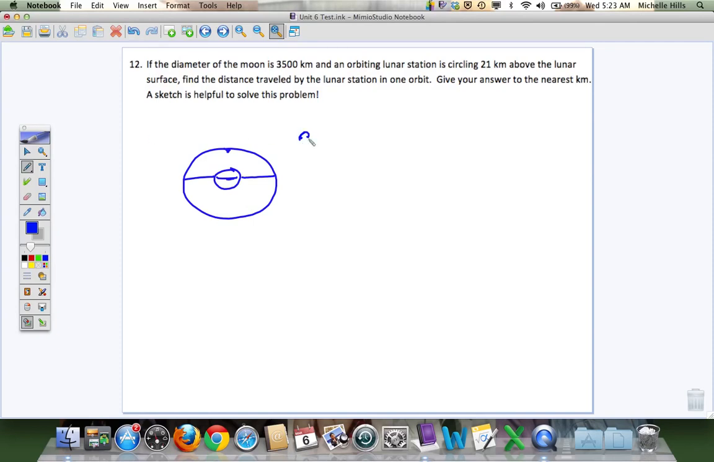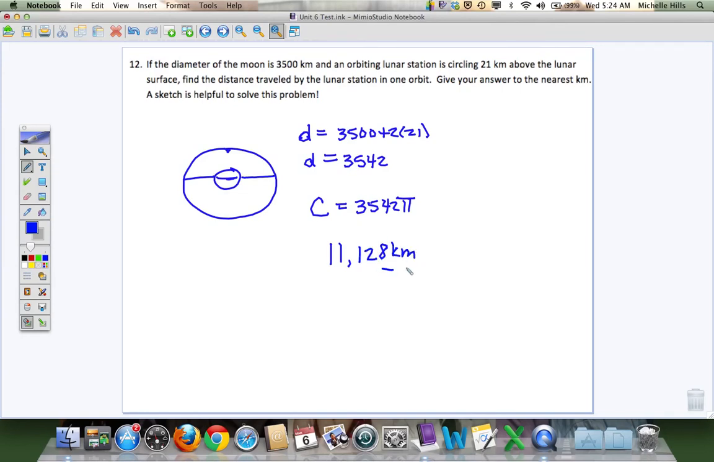Well, let's just do the diameter first. The diameter is 3,500 kilometers plus 2 times 21 kilometers. So the diameter itself ends up being 3,542 kilometers. So the circumference is just 3,542 pi. They said to round to the nearest kilometer. So when I take 3,542 and multiply it by pi to the nearest kilometer, I end up with 11,128 kilometers for my answer.